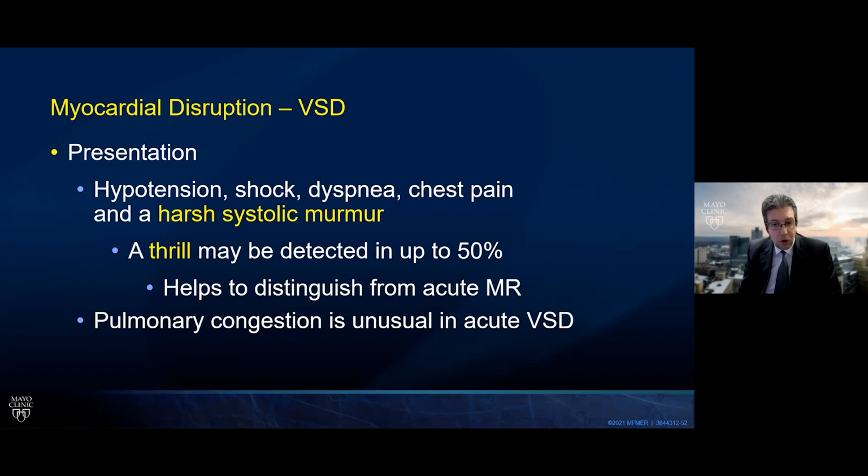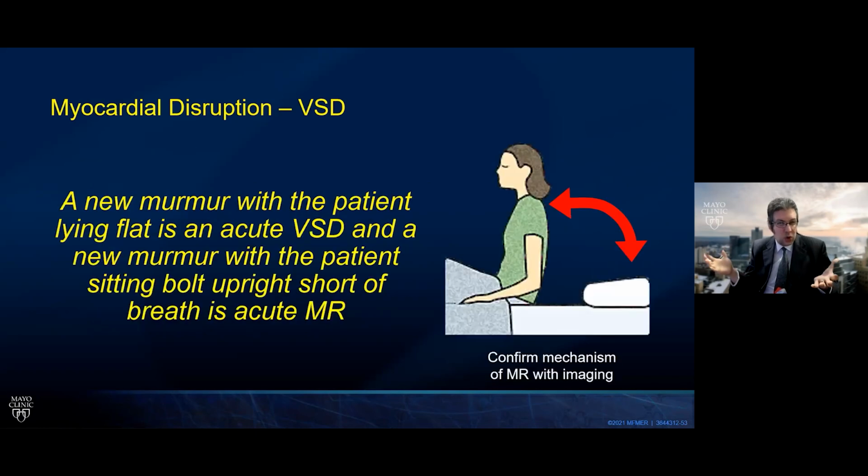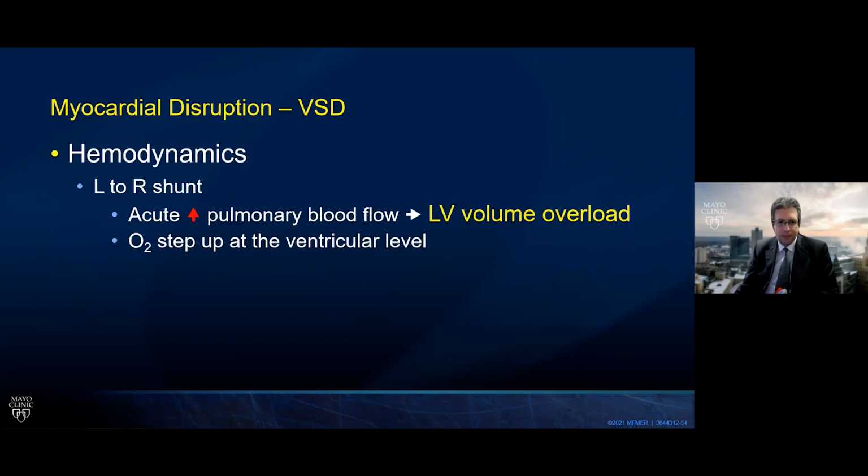Another thing is that pulmonary congestion is unusual in these patients. Although they will develop a left to right shunt, acute pulmonary edema is less common, which brings us to the age-old adage: a new murmur with the patient laying flat, not in pulmonary edema or pulmonary distress, that's a VSD. Whereas if the patient's sitting bolt upright in respiratory distress and may even have an absent or very soft murmur, think about acute MR.